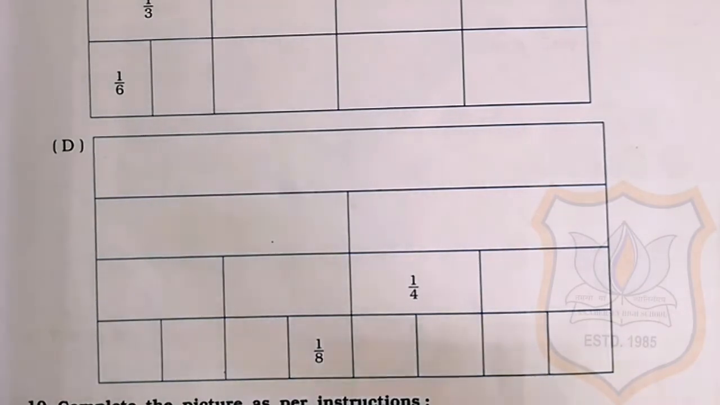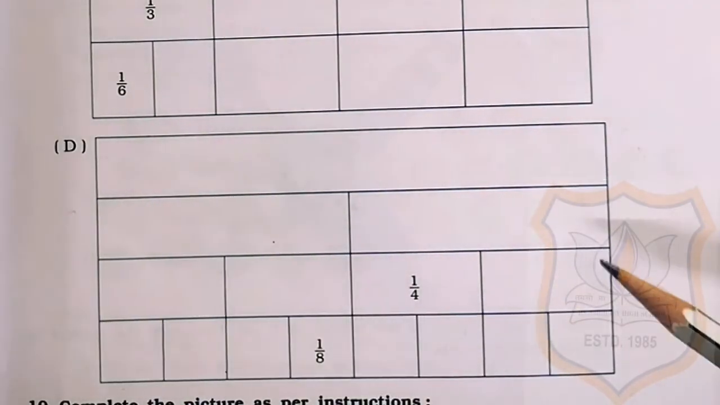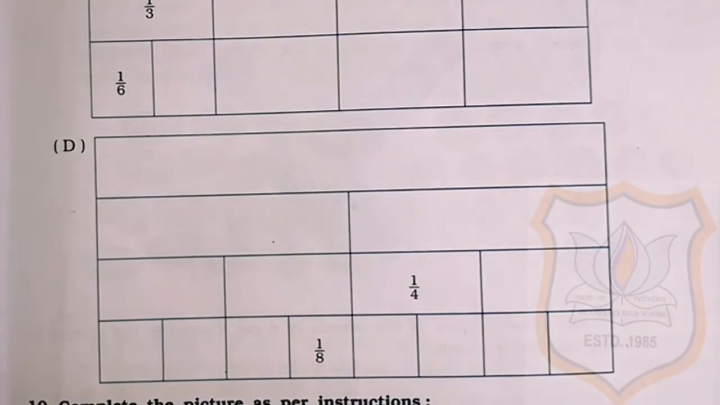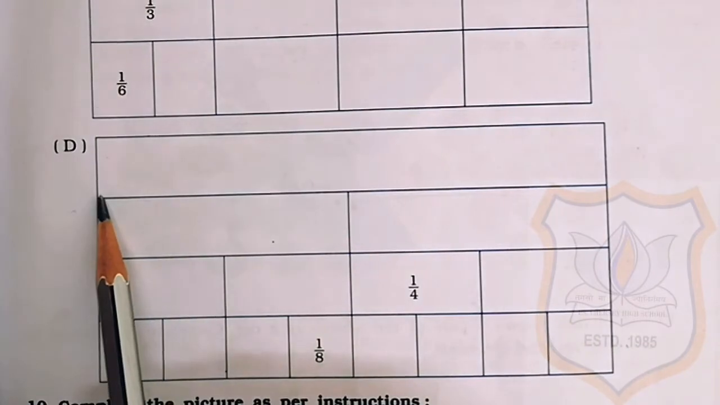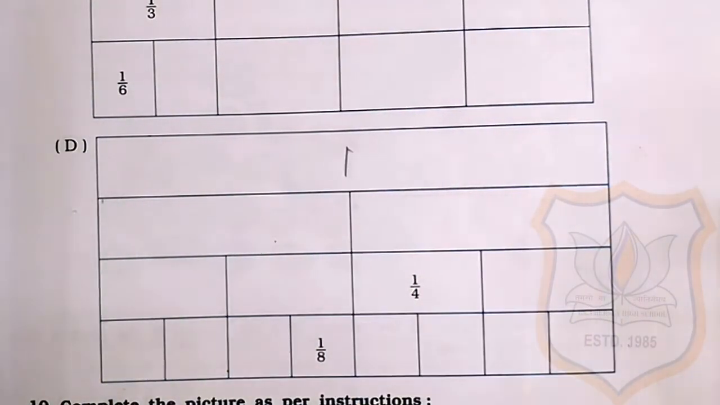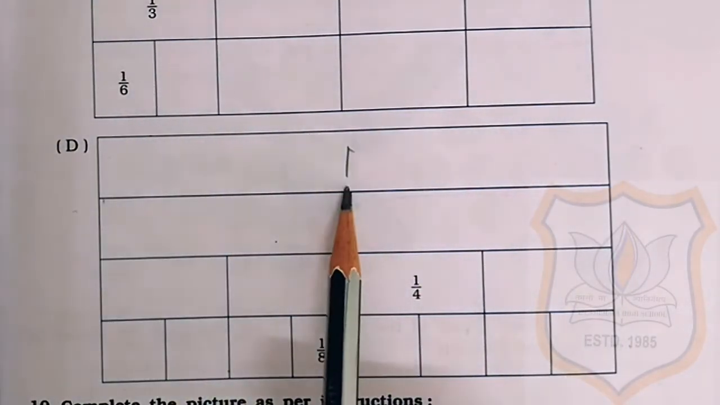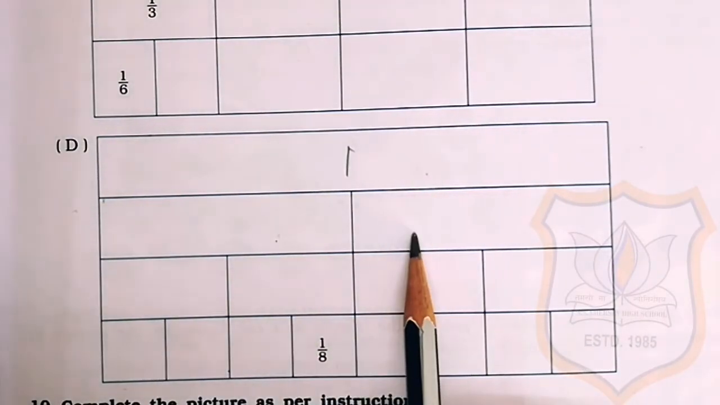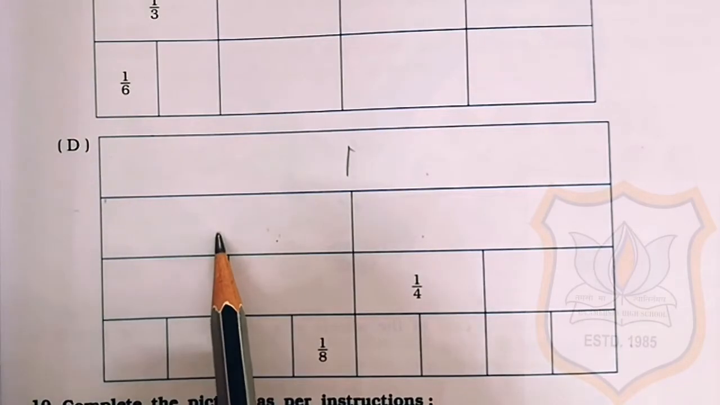Now D part. Here also a figure is given. We have to divide the figure into different parts and write the fraction form of it. Here this one part, this is a whole part. So we will write it as 1 as I've explained you earlier. Whole means 1. We are taking this whole part as 1. Now further we have divided this whole part into two equal parts.